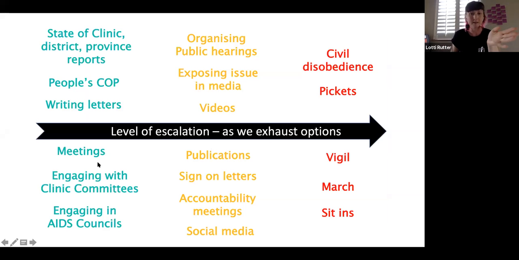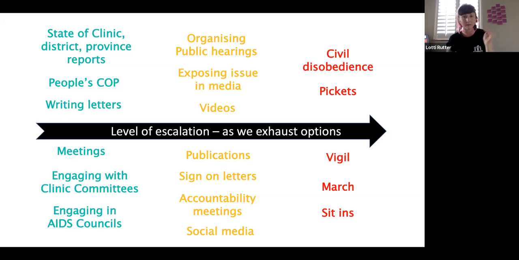And then nothing happens. So then maybe we take our tactics to the next level. Maybe we start doing some media work. Maybe we start getting coalitions of people signed on to things. And maybe we start exposing the issue on social media, and nothing happens. Maybe then we have to take it to the next level of marches or sit-ins or other tactics to really expose the challenge and push for a change.